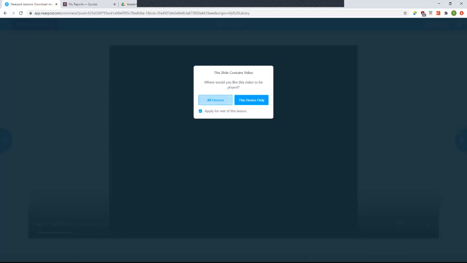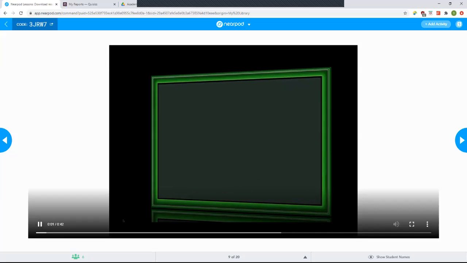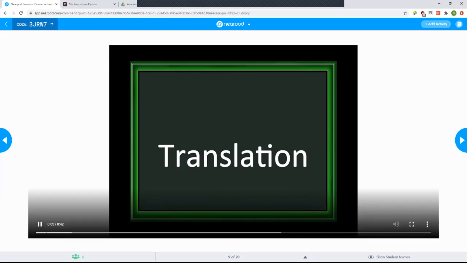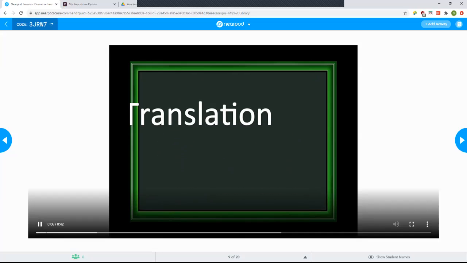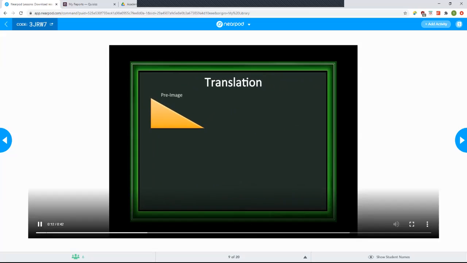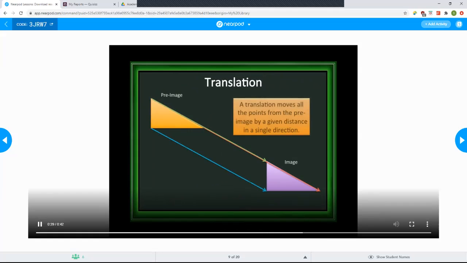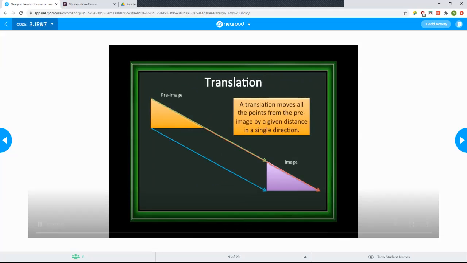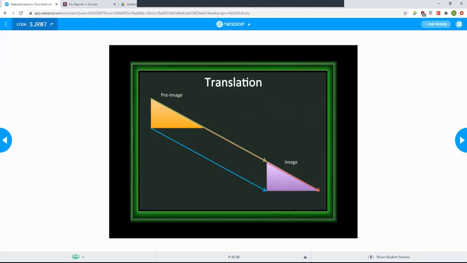All right, we're going to watch a brief video. So you have your pre-image, that's your original, and it slides down to the image. And you can see the translation moves all the points from the pre-image by a given distance in a single direction.